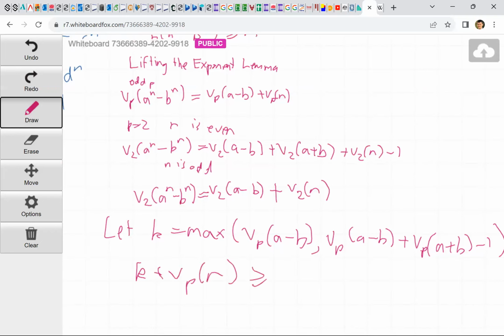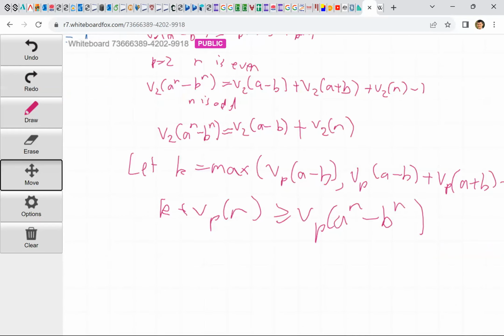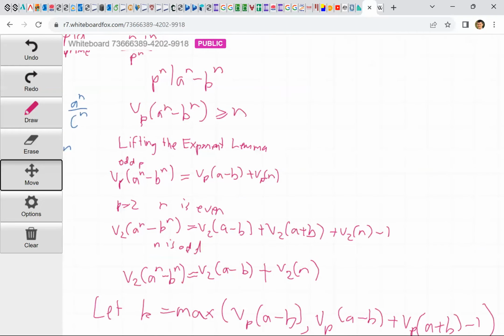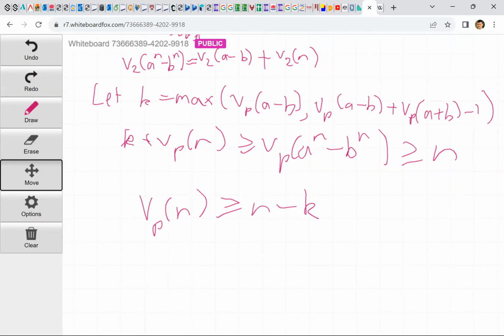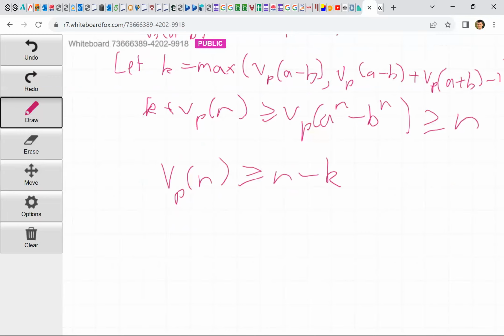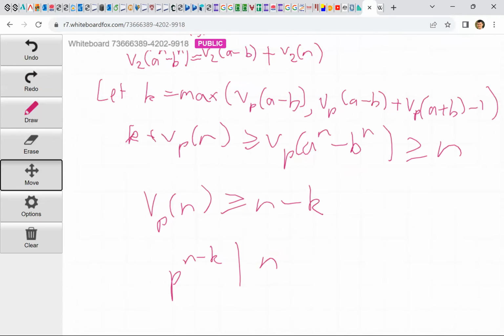n is at least this thing. Okay, and as you can see, this is greater than or equal to n. So this thing is greater than or equal to n. So then k doesn't depend on n. Then I rearranged it a little bit. So then p to the n minus k divides n. Wait, is that step already something sus? Like vp of n is greater than or equal to n minus k?